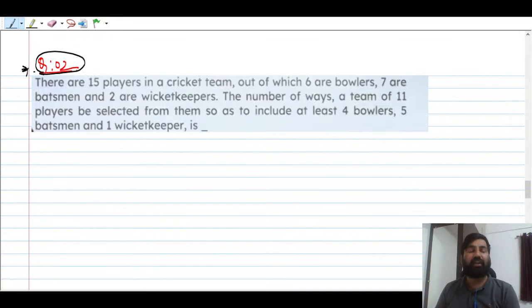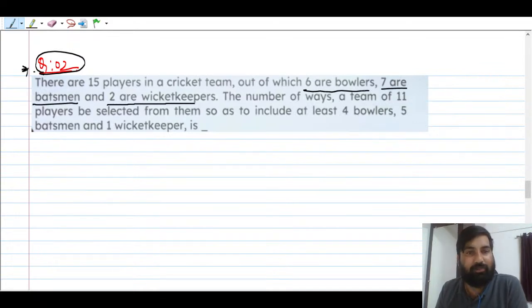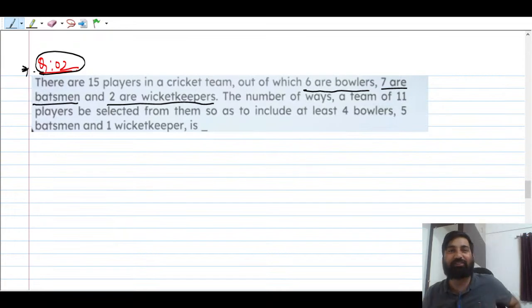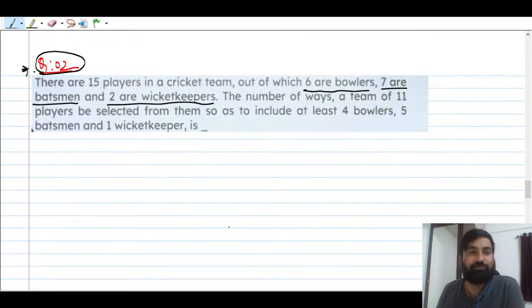Okay, let me solve this question. There are 15 players in a cricket team, out of which 6 are bowlers, and 7 are batsmen, and 2 are wicket keepers. So you might be thinking, sir, why are you taking the cricket question again and again? See, nowadays the World Cup is going on, so I must take these kinds of questions, right?